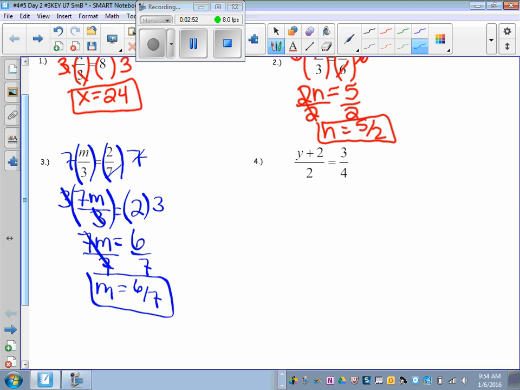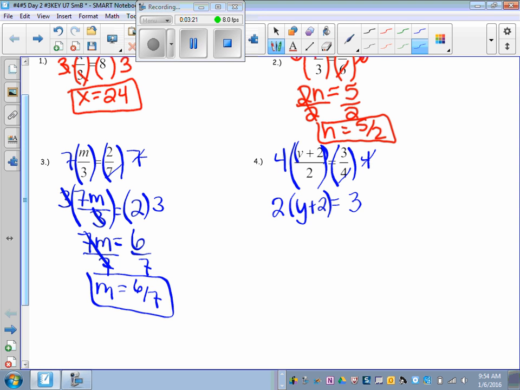What is my largest denominator for number 4? 4. So we multiply both sides by 4. Alright, so my 4's cancel over here and I get just 3. Now if I put in my calculator 4 times 1/2, or 4 divided by 2, I get just 2. And I still have in parentheses the y plus 2 on top.